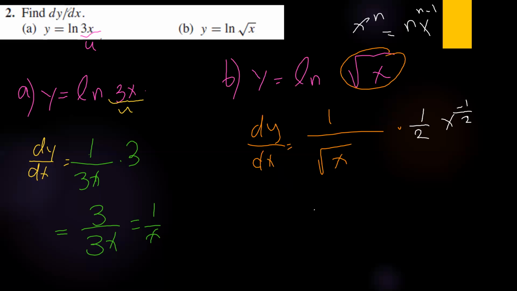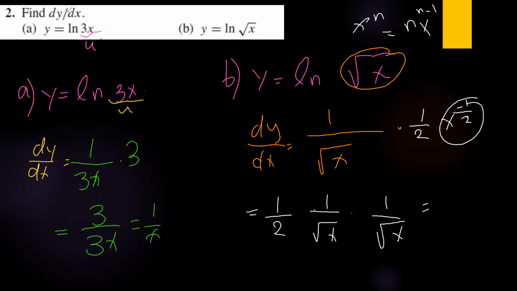Now then, here we have 1 over 2, 1 over square root of x, and this one you write as 1 over square root of x. So when you multiply them, you get 1 over 2 times x, because square root of x times square root of x is x, times 2, so you get 1 over 2x. Is it clear? Yes, teacher.